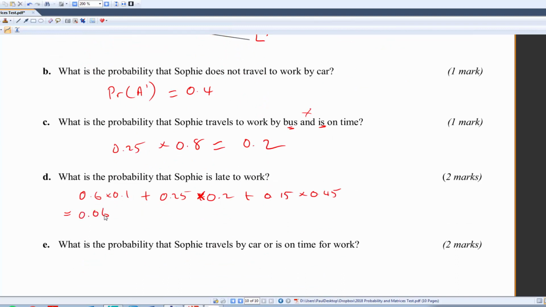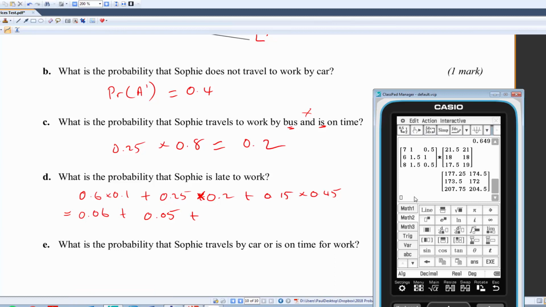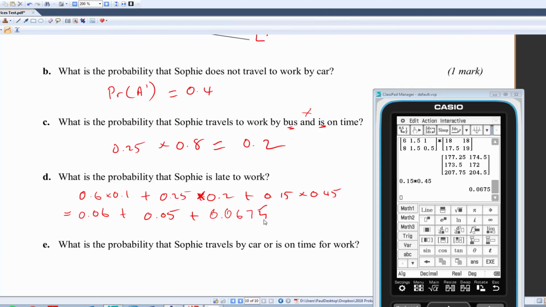Alright, so let's see how many of these I can get. This is going to be 0.06. A quarter of 0.2 is 0.05. And I'm not going to risk that last one, so let's get the calculator to do that. 0.15 times 0.45 is 0.0675. Now we've got to add those together, so back to the calculator. 0.06 plus 0.05 plus 0.0675, and we get 0.1775. This last one was a bit tricky.